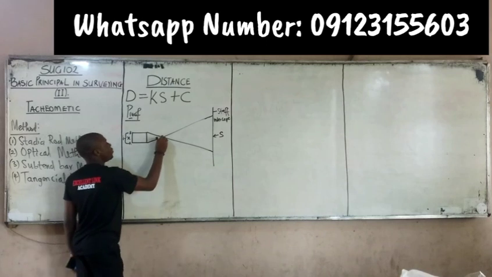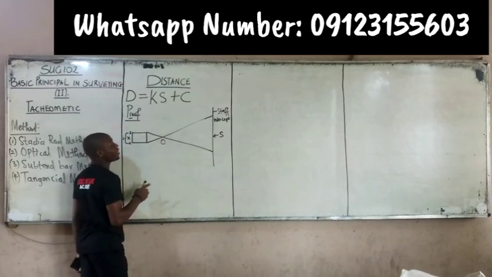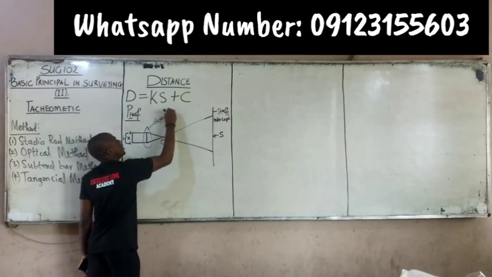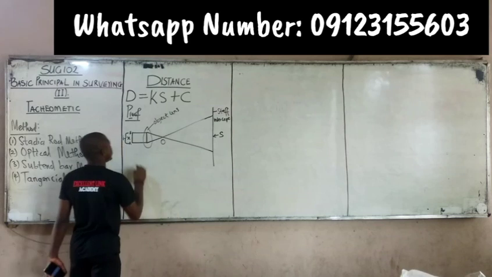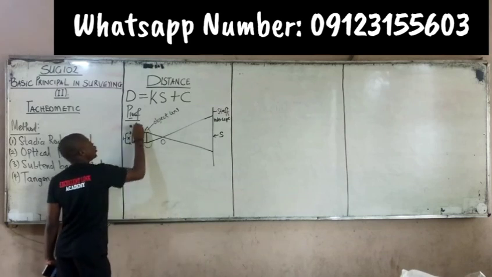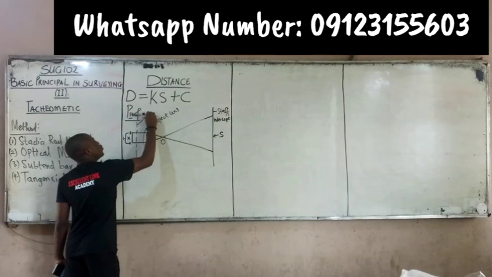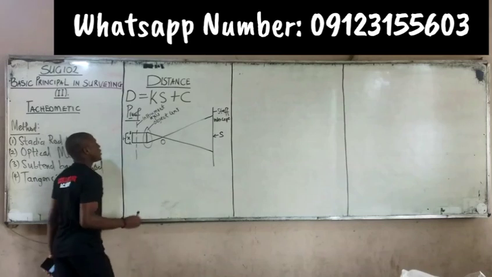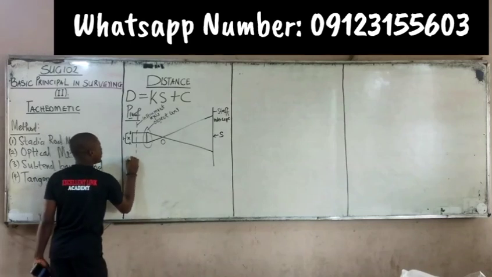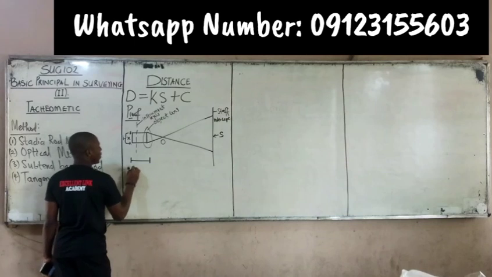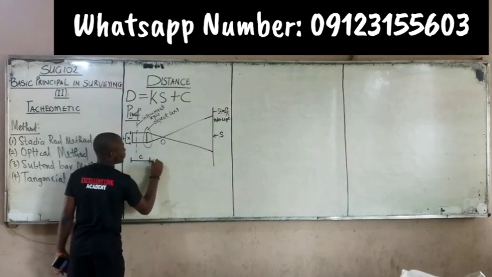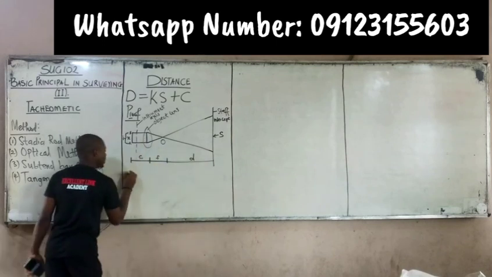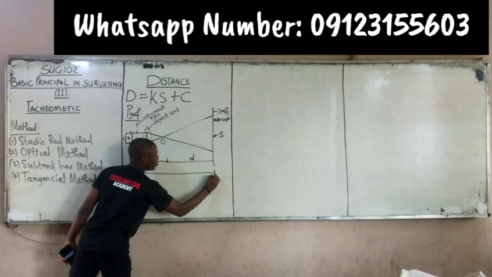Here we call it O, the origin, right? This is called the object lens. This is called the instrument axis. And the distance from here to here is C. From here to here is F. Finally, I have D. The entire length from here to here is going to be capital letter D.